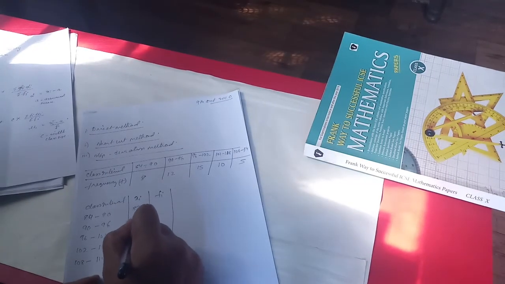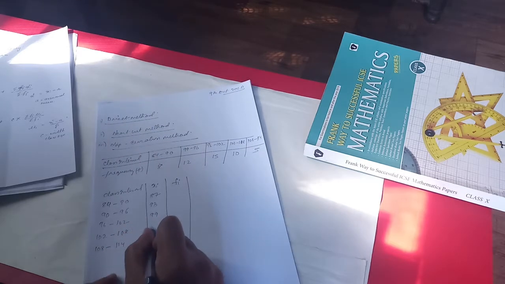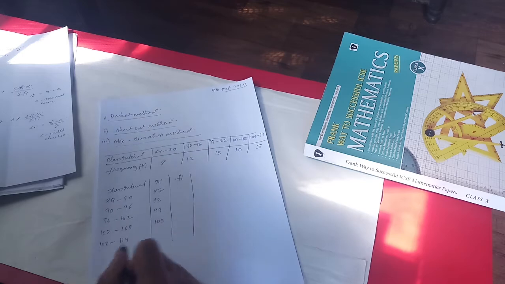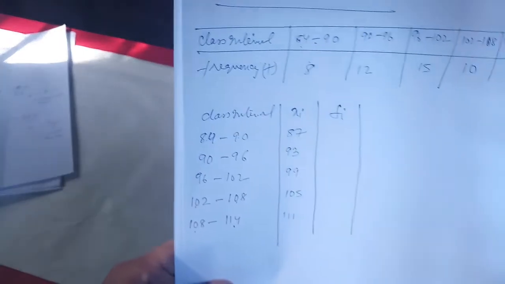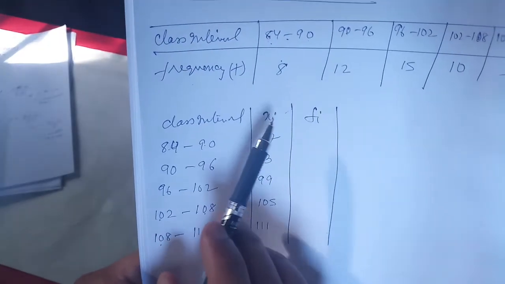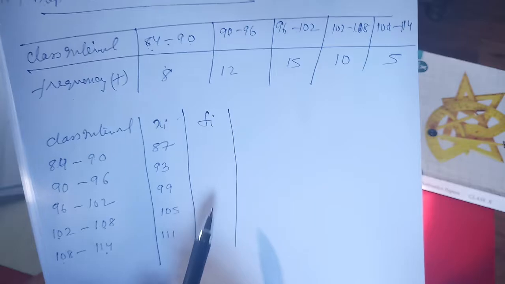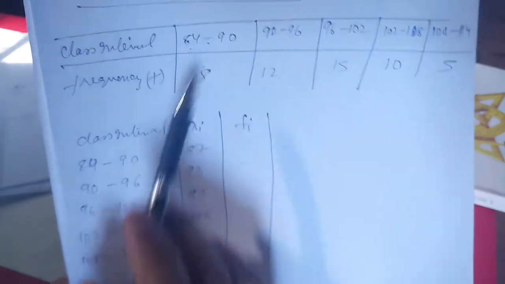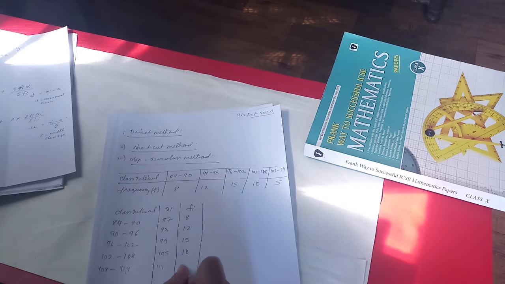So 90 plus 96, you will get 186, divided by 2, you will get 93. Then 96 plus 102 is 198, divide by 2, you will get 99. Then 210, half will be 105. Then you get 222, divided by 2, you will get 111. Okay, so this is the first step whenever you have a class interval: you have to find the class mark, which is written as xi. Then frequency is already given here, so you just have to write down the value of the frequency corresponding to the class interval. So it is given like this: 8, 12, 15, 10 and 5.